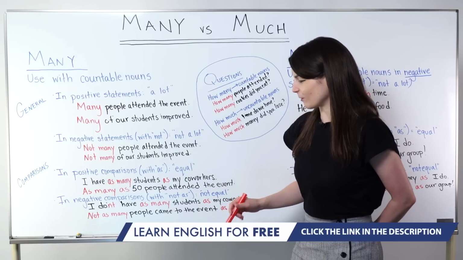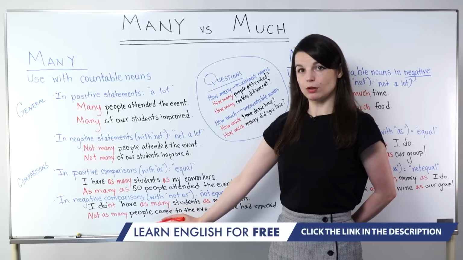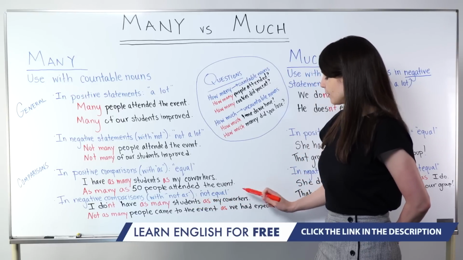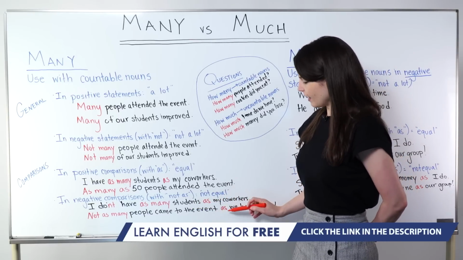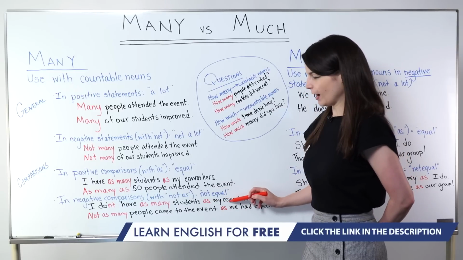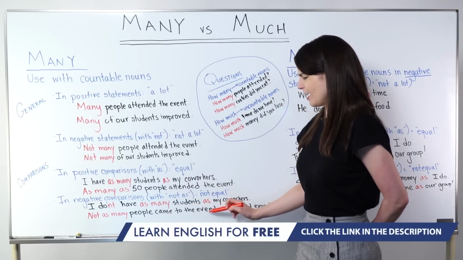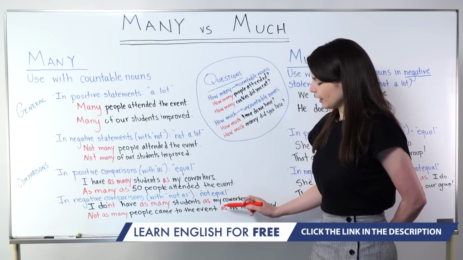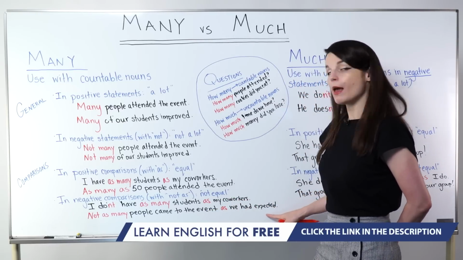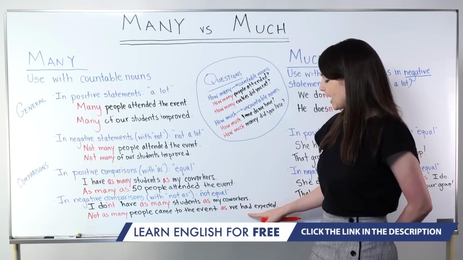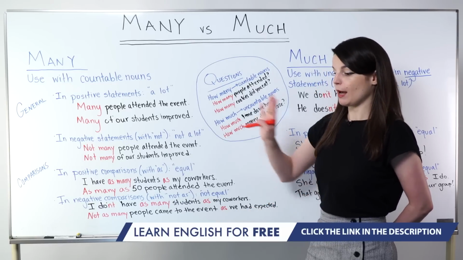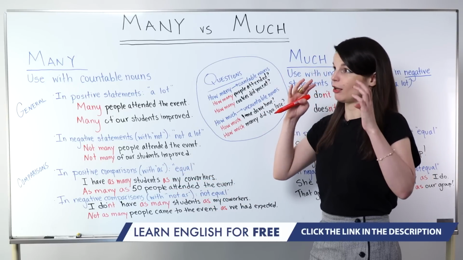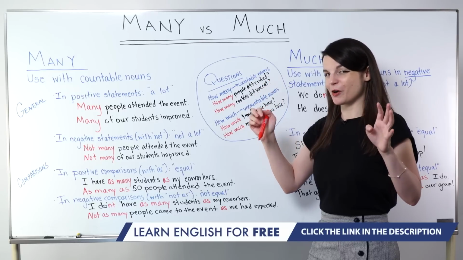So this is quite a long example sentence. Not as many people, okay, so here's our countable noun, came to the event as we had expected. So why is this "as" so far in the sentence? Like, why is it not here? Not as many people as came, right? So here, the reason that we're putting "as" here is because we're talking about some expectation, as we had expected. Had expected shows in the past there was some expectation. So before the event, we had an expectation. Maybe 50 people will come to the event, we hope, we expect.